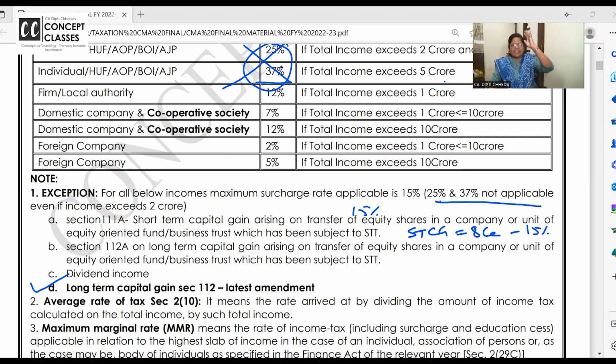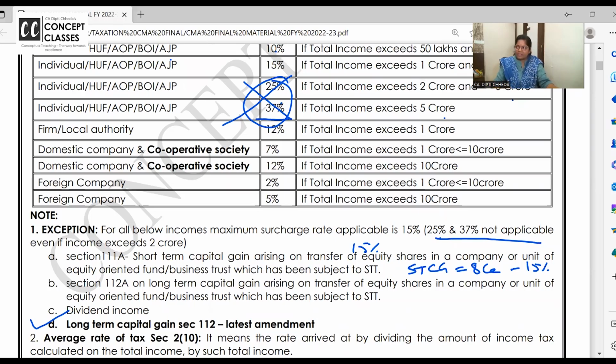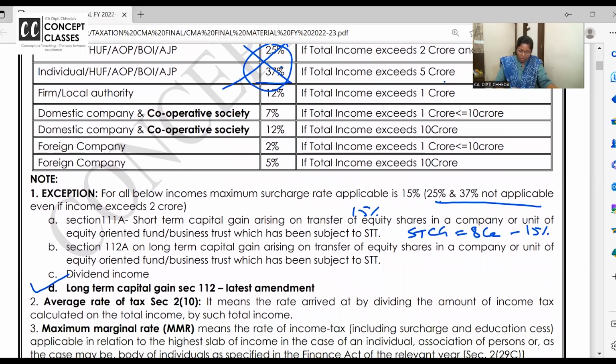So, ma'am, if in the exam they give you short-term capital gain of 8 crores, we will calculate the tax. Basic exemption is also available in STCG. 15% is the tax rate. But what will be the highest rate of the surcharge? 15%, not 25 and 37%. Right.